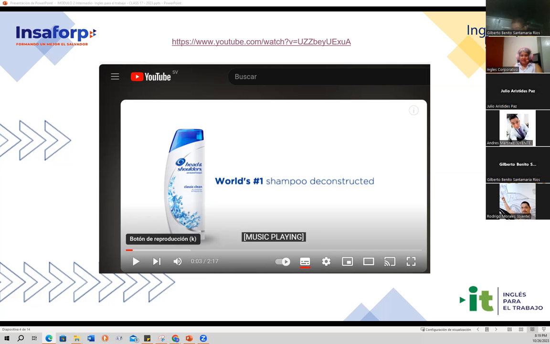It's important because every bottle... Como cuidar la calidad de cada bote. Take care or make sure that all the bottles have the same quality. Okay.